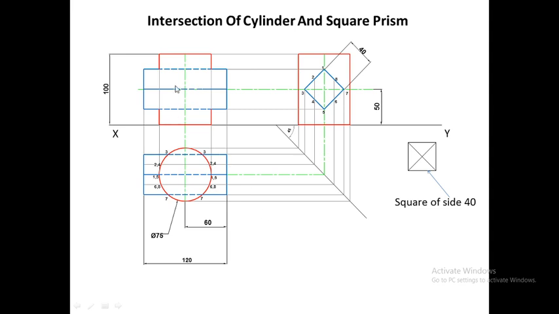In order to mark the points of intersection in the front view, you have to project or draw position lines from the top view into the front view, and also from the side view into the front view. That is, you have to draw horizontal position lines from the side view into the front view, that is lines parallel to these two lines, and lines parallel to these two lines, that is, you have to draw vertical lines passing through the top view into the front view. Now we will mark the points of intersection one by one.